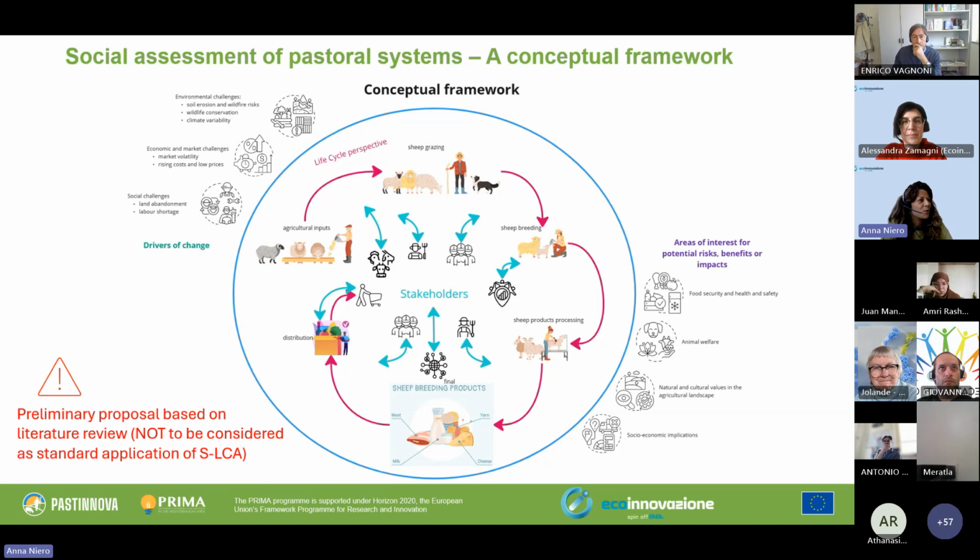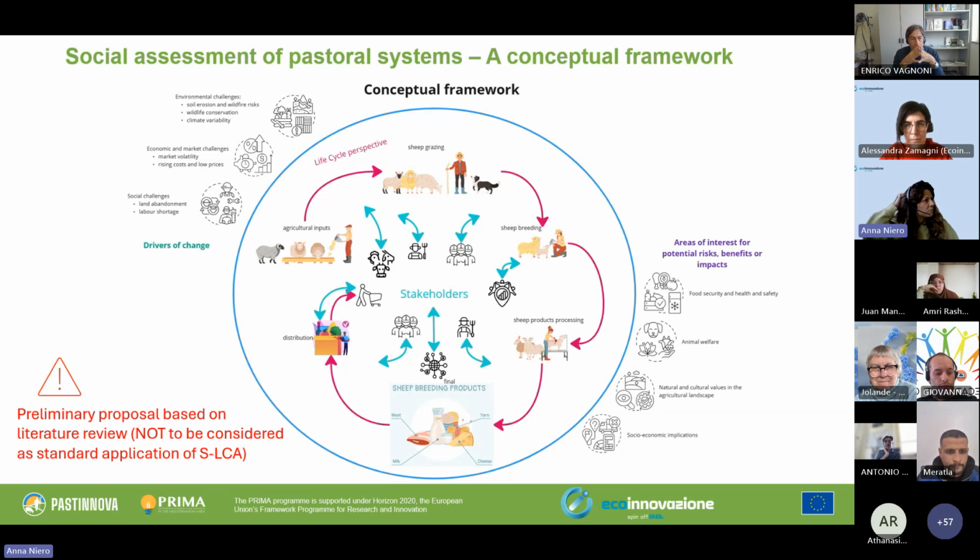Thank you. So going a little bit deeper into the specific context of today's meeting, we started to think about a conceptual framework for the methodological development of social life cycle assessment for application to extensive pastoral systems, which are a very specific context, both in terms of territorial characteristics and functions of the system object of study, and actors that are involved or somehow affected by the system or can influence the system.